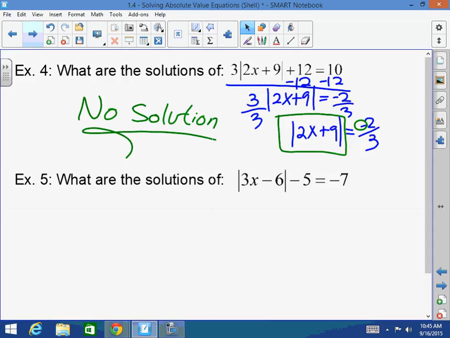You cannot distribute. Do not distribute. Please follow the directions that I'm giving you.